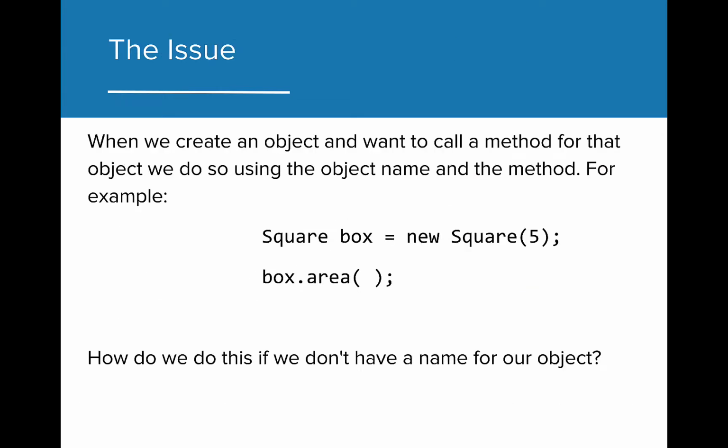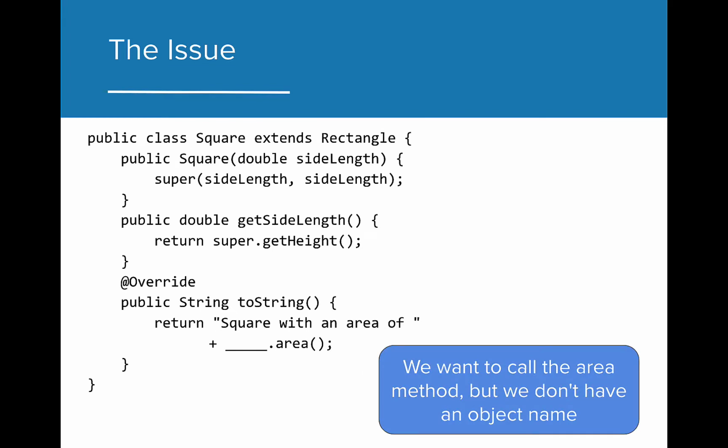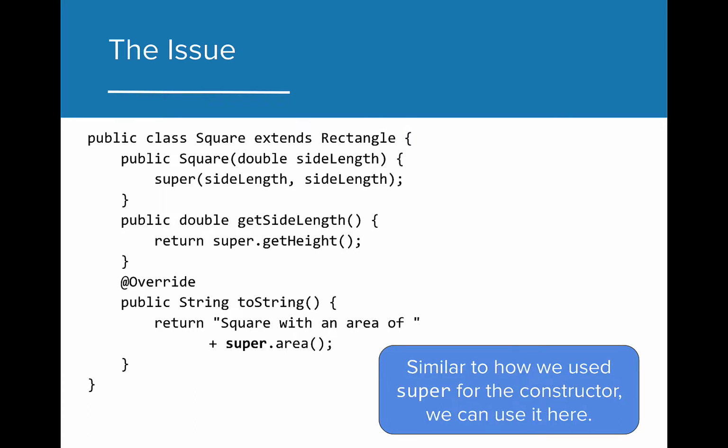When we create objects, we are assigning a variable name. This makes it easy for us to call methods for that object as we refer to the variable name and then call the method. But what do we do if we don't have a variable name? We know that a superclass object gets created when we create the subclass object. However, we don't have a variable name to reference. We can call the method generically using the keyword super as our reference to our superclass object.